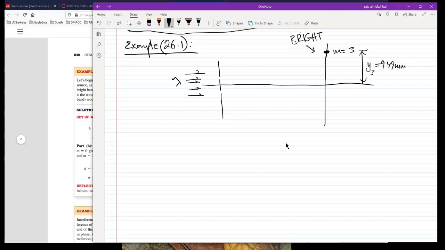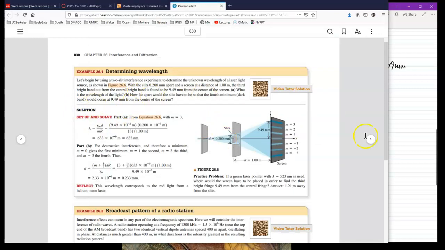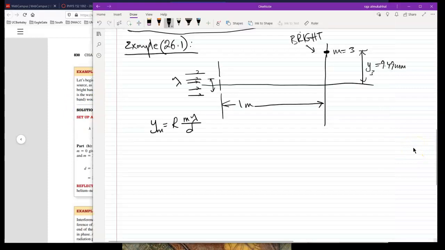Here it is. So we have y sub m equals r m lambda over d, correct? And I think we have everything. This r is 1 meter. The distance between them here is given to us. I forgot what the number is. What is it? 0.2 millimeter. So D is 0.2 millimeter. And I think we're ready.